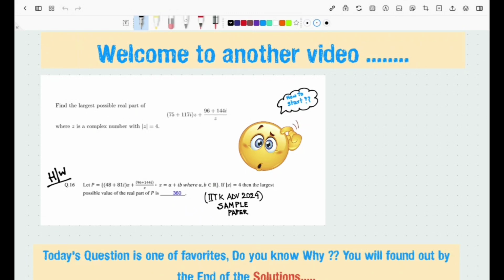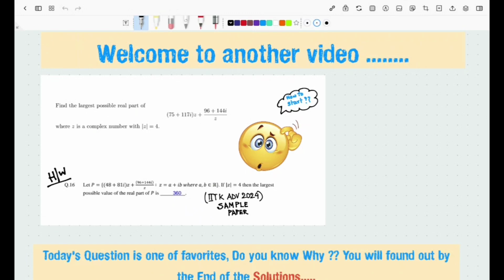In today's video we will be solving a question on complex numbers, and this question was given in the IIT Kanpur's advanced sample paper. This problem is not very difficult, and it's very easy if you think in the right direction.